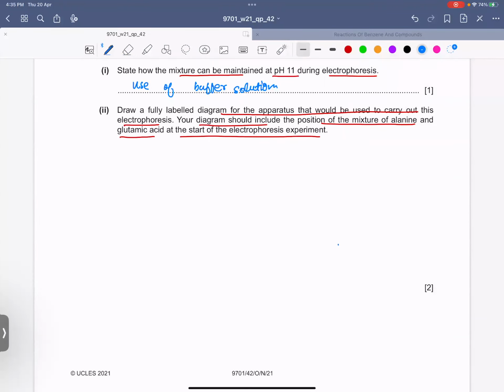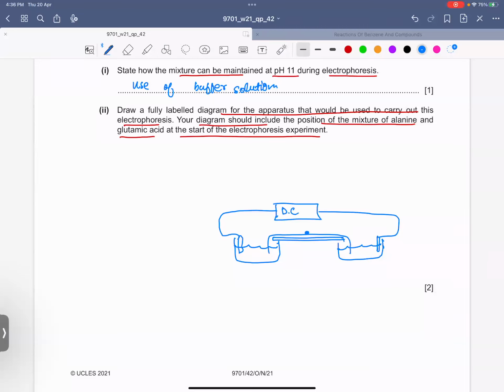Okay, so what we do, you can make two trays like this, both having a buffer in them. Here a support, and from that support we have a filter paper that is dipped in both the trays. Here we would place a sample. And these are the electrodes that are connected to an external DC supply. This is the sample. And this is the paper that is dipped in the buffer on both sides.